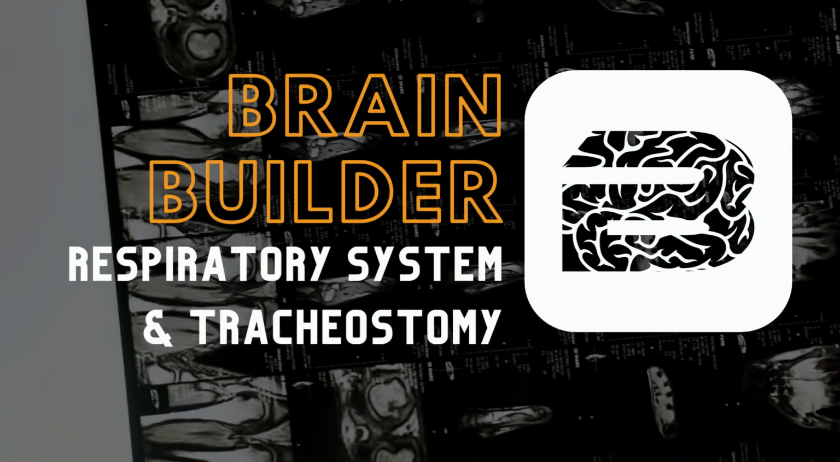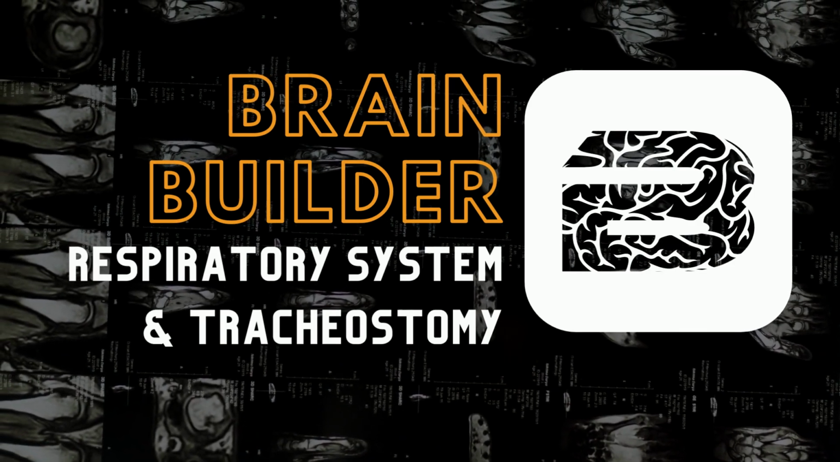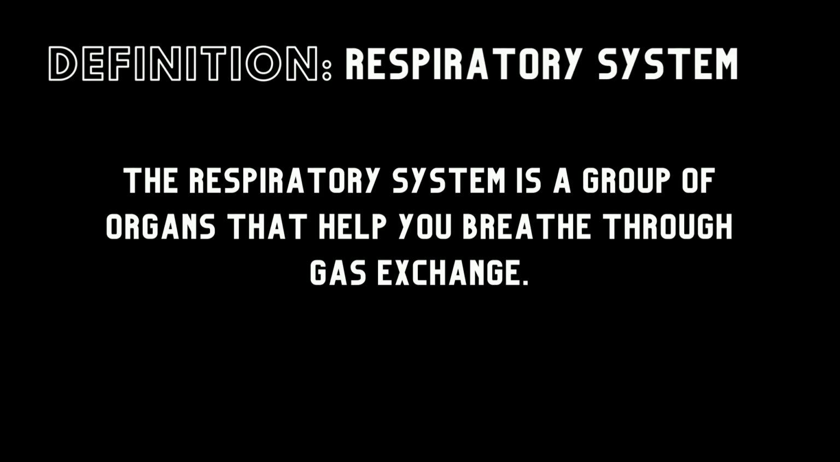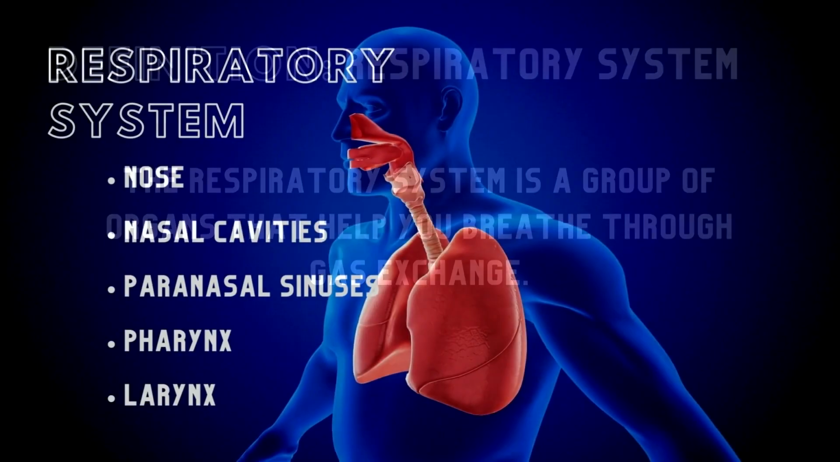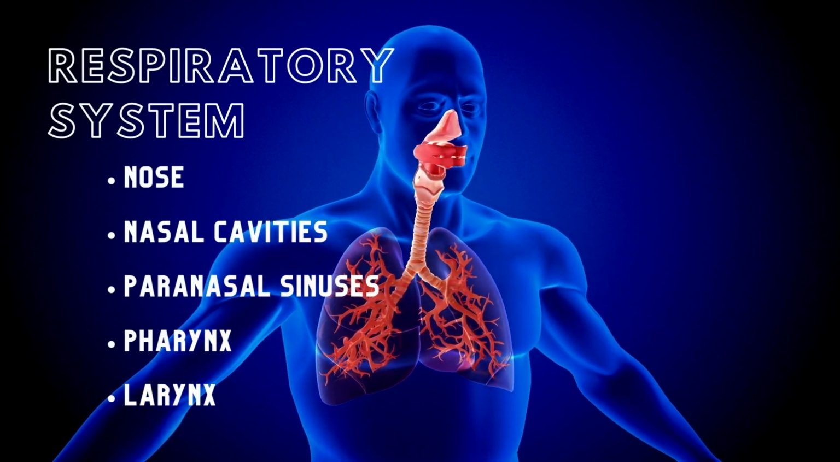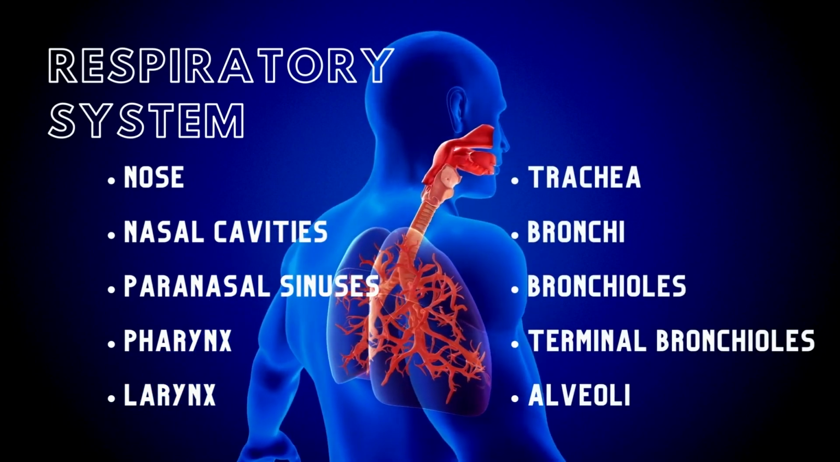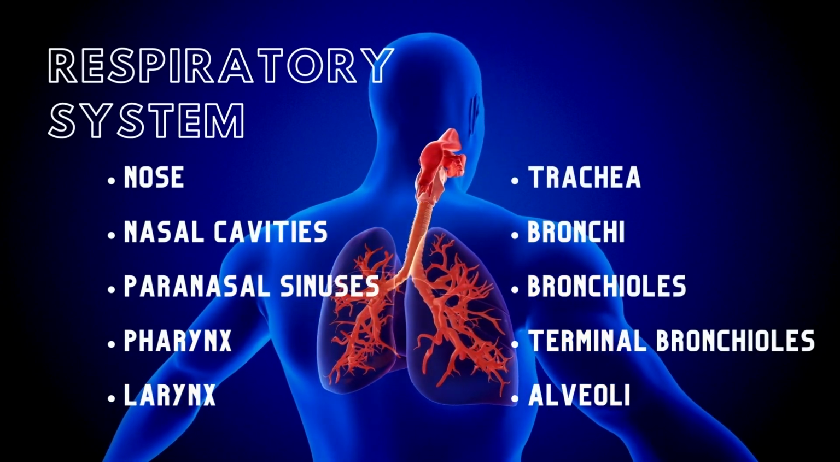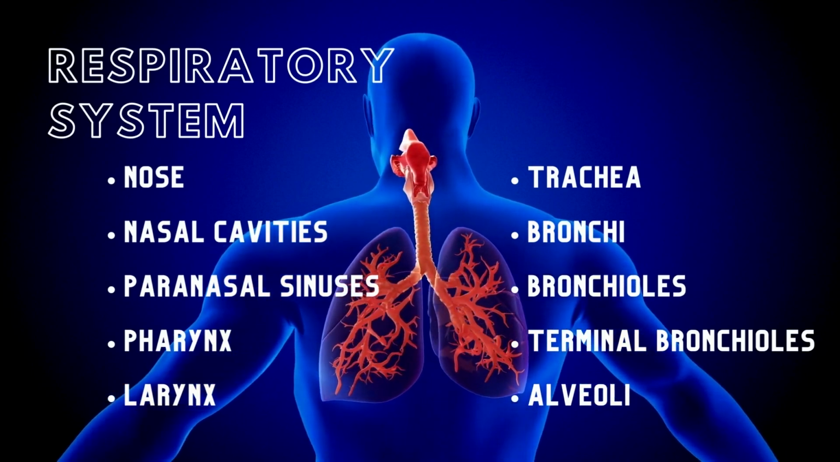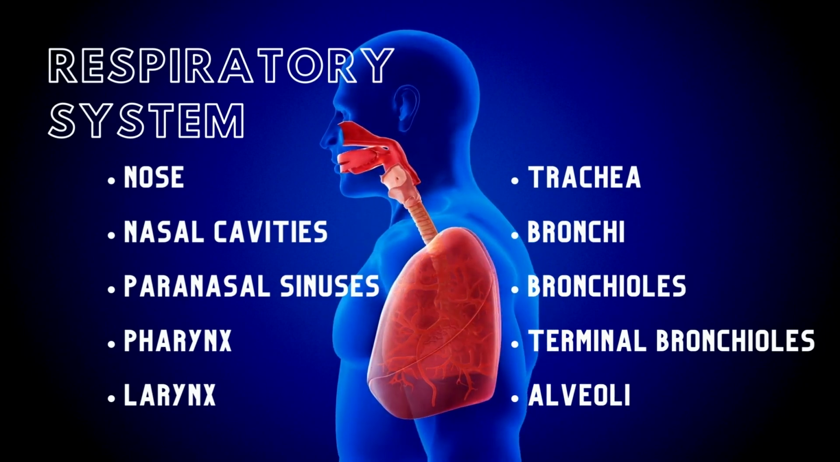Today, we are going to look at a BodyViz brain builder about the respiratory system and a tracheostomy. The respiratory system is a group of organs that help you breathe through gas exchange. The respiratory system consists of the nose, nasal cavities, paranasal sinuses, pharynx, larynx, trachea, bronchi, bronchioles, and terminal bronchioles, all which lead to the alveoli within the lungs, which is where gas exchange occurs.